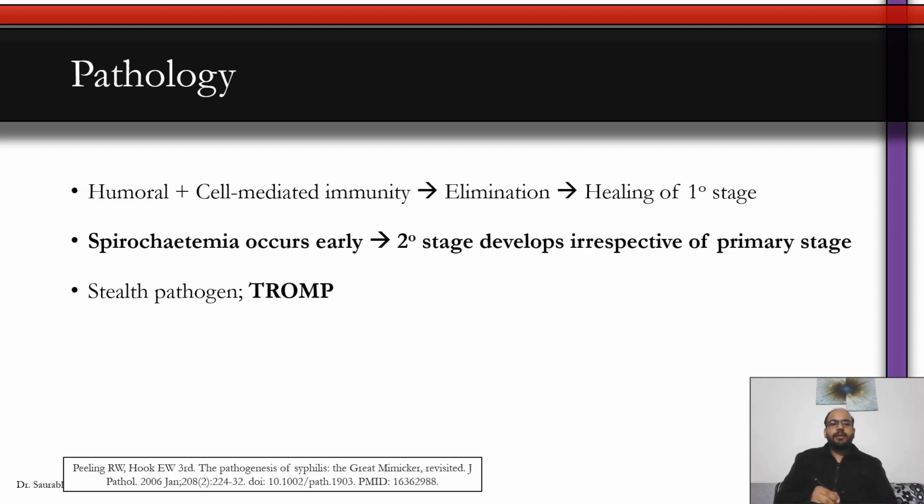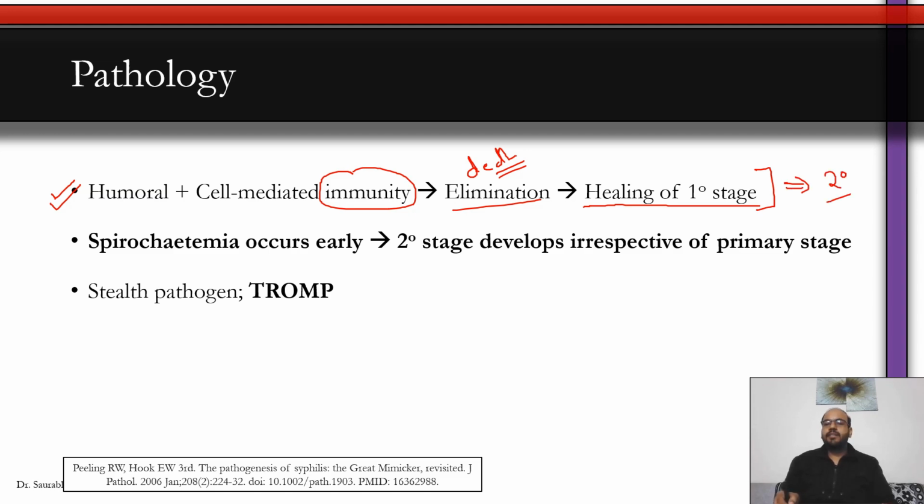During the primary chancre, the spirochetes start to stimulate the immune system, and gradually humoral and cell-mediated immunity develops. Okay, and this immunity is responsible for elimination or death of the microorganisms. And when these organisms are removed from the system, you have healing of the primary stage. Okay. If the treatment is given, then that is where the train stops. But if the treatment is not given, this will proceed towards a secondary stage.